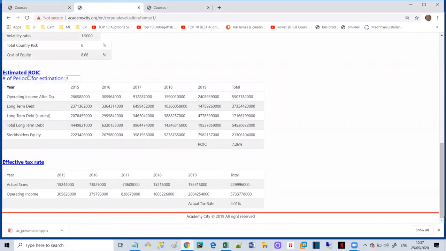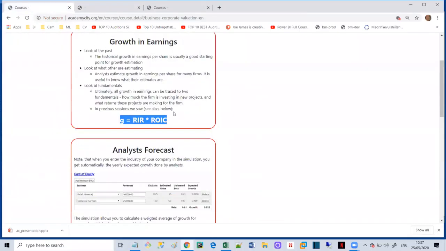Estimate of return on invested capital. Anybody want to suggest how to estimate that number in real life? Go ahead, guys. Which number, Amo? Return on invested capital. We used it so much. We used it here. Is that right? And now I say, well, here is Netflix. Can you tell me what is the return on invested capital for Netflix?